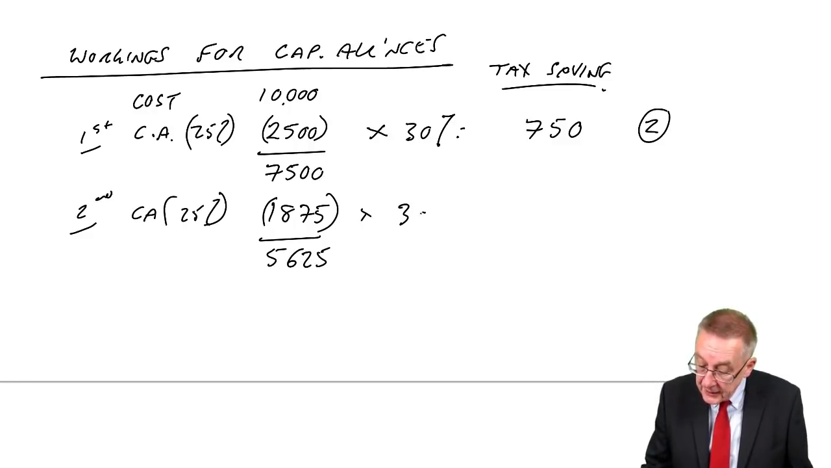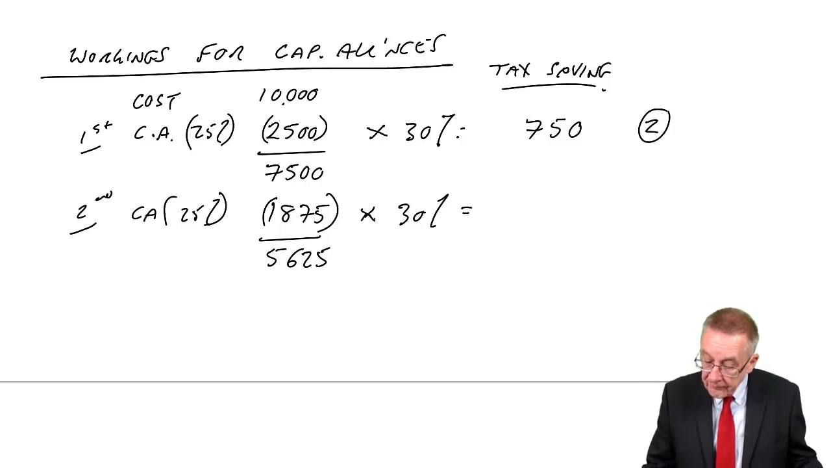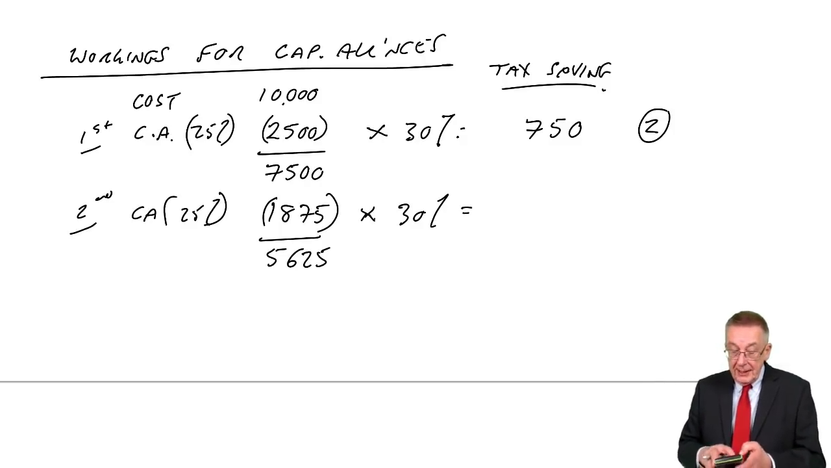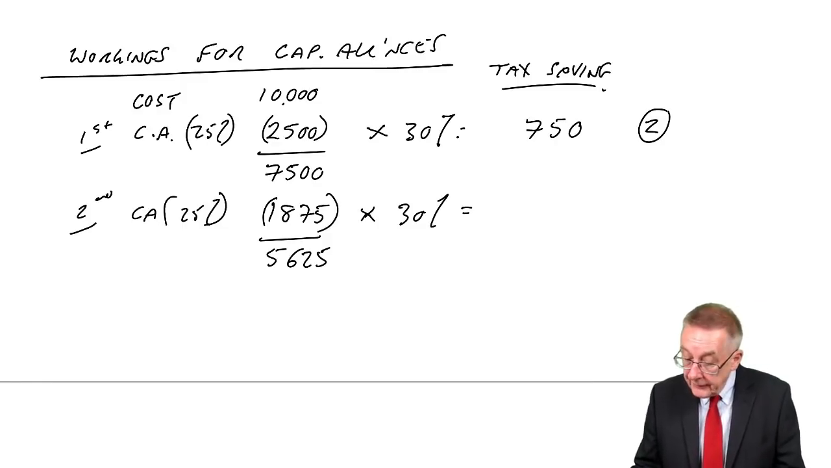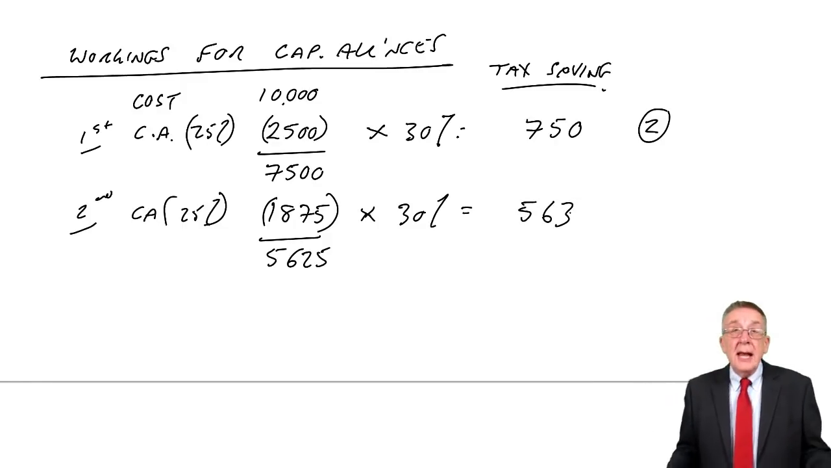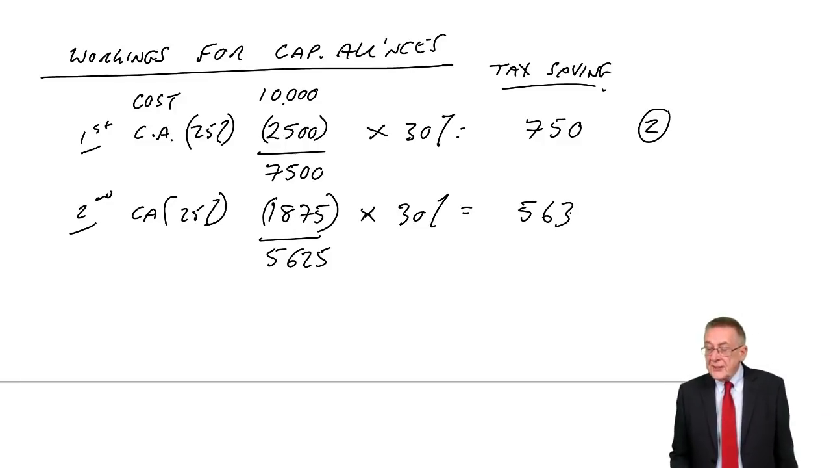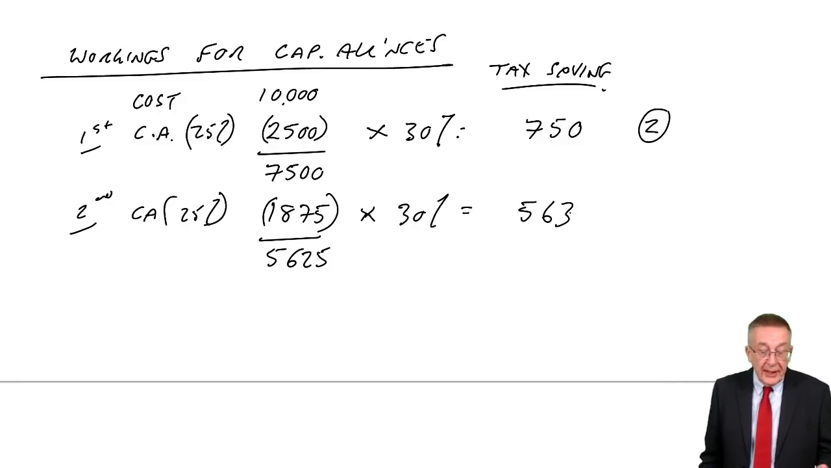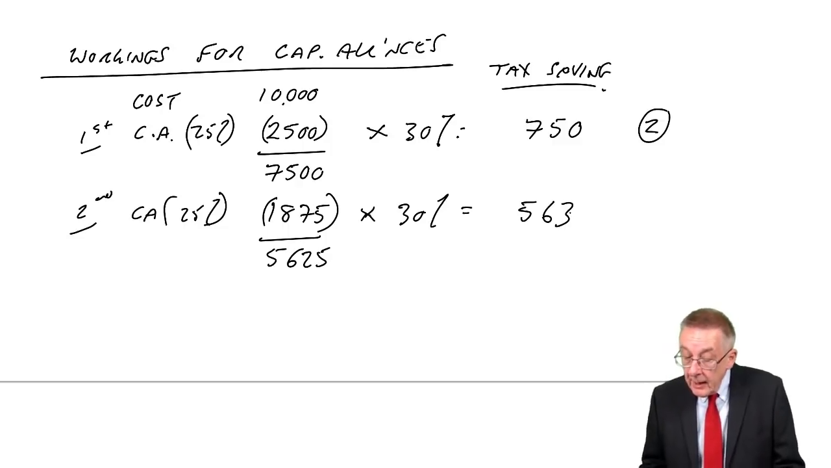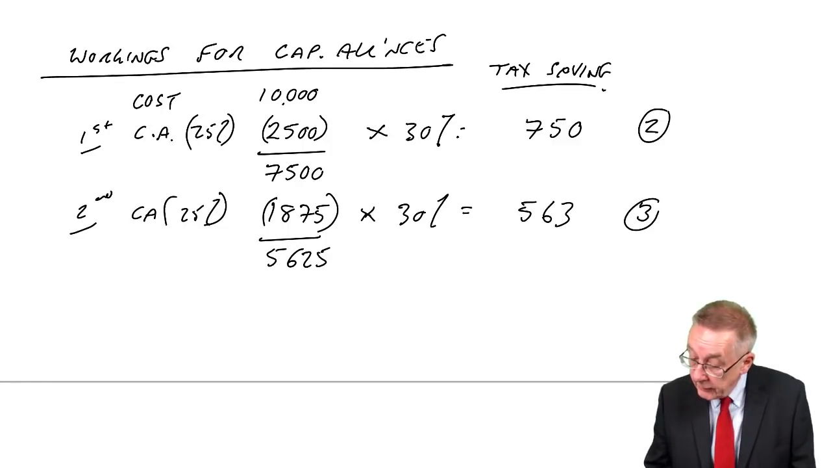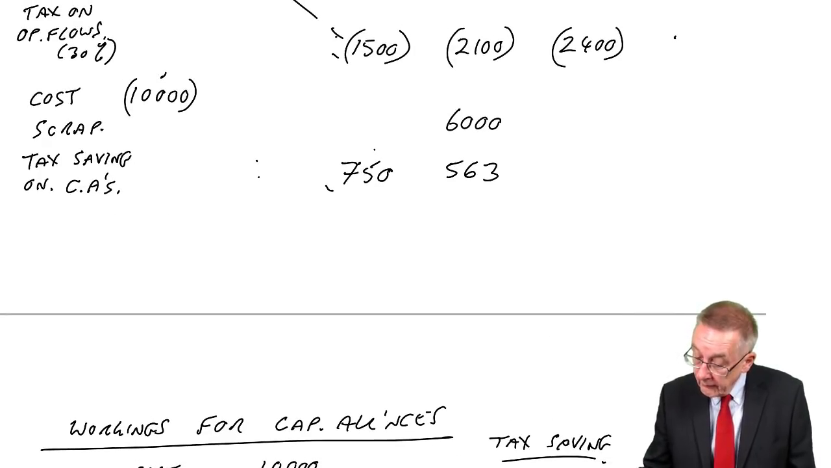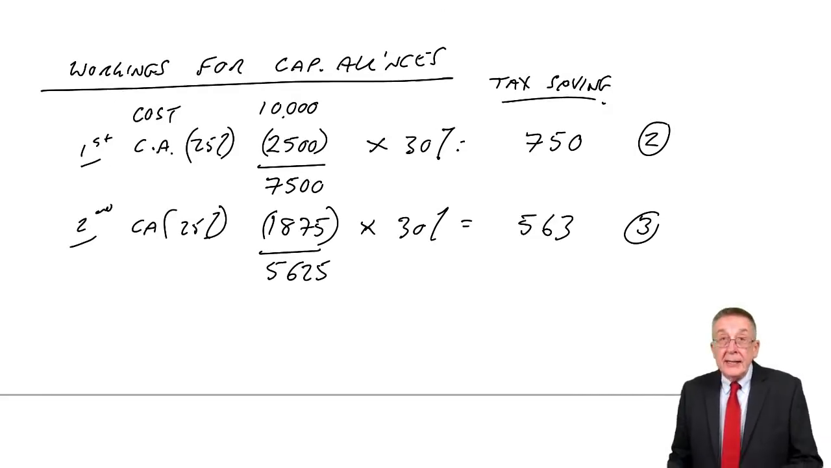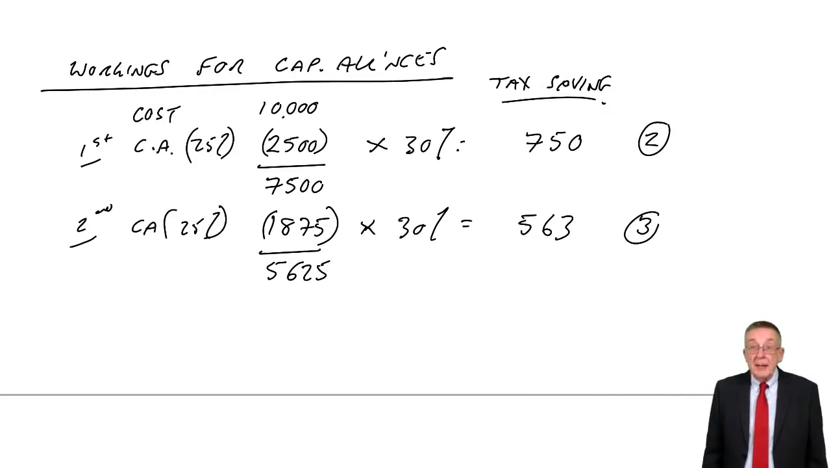So 30% will save tax at 5,625. Never work in cents, ever, round. It doesn't matter whether you go 563 or 562. But there'll be a saving of 563 1 year later, time three. Well, that's fine, and reducing balance should be no problem.